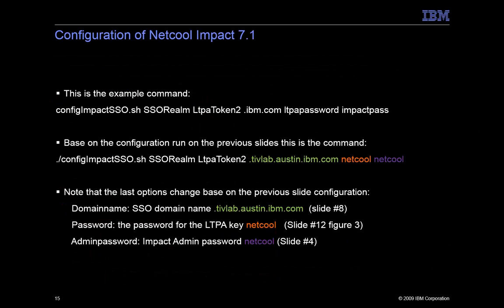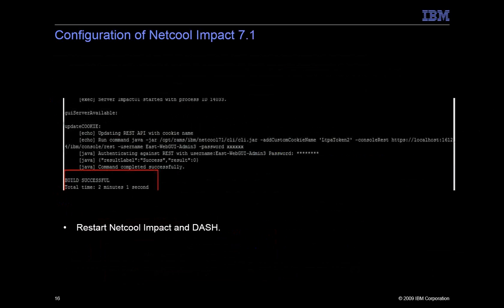Once you have your command right with the right options, then you execute the command. If you execute it properly, the command is going to take about, it took 2 minutes and 1 second, and you should see build successfully. At this point, I am done configuring both sides with single sign-on, exchanging the keys and the certificates. When you run this command on the Impact side, it's going to restart automatically your GUI and your Impact.